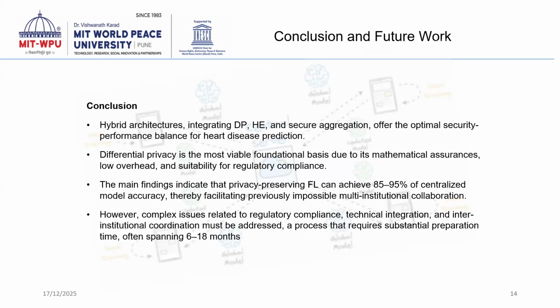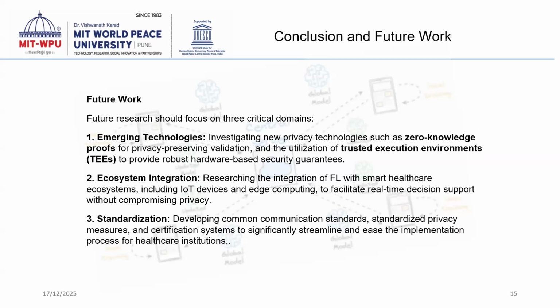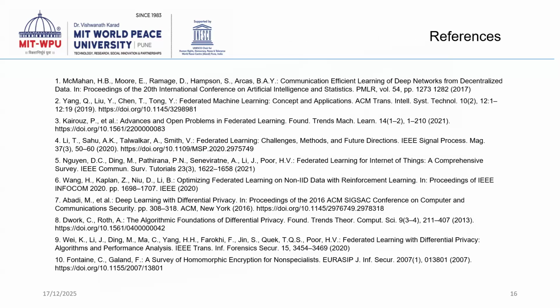So the future research should explore more emerging technologies such as zero knowledge proofs and the utilization of trusted execution environments, and developing ecosystems such as IoT-based healthcare systems, and the development of standardized protocols, like developing common communication standards, standardized privacy measures, etc. So these are the references.